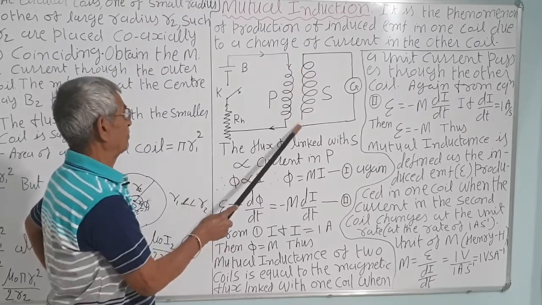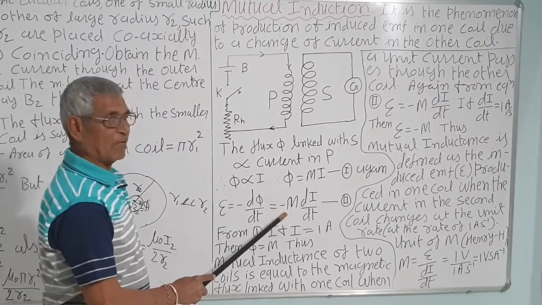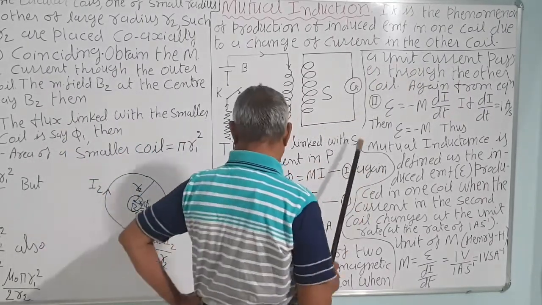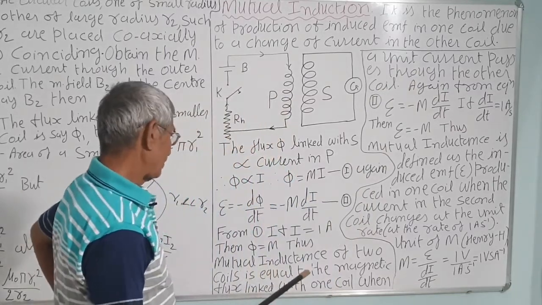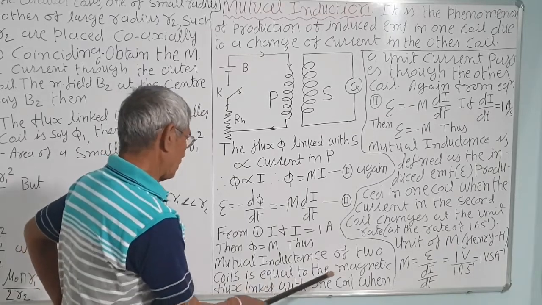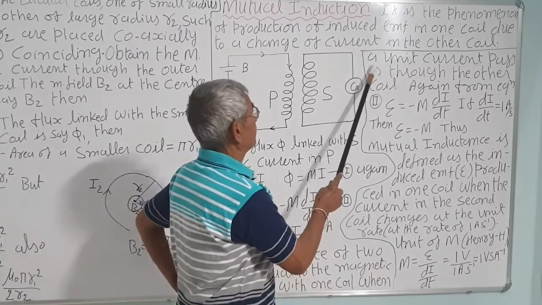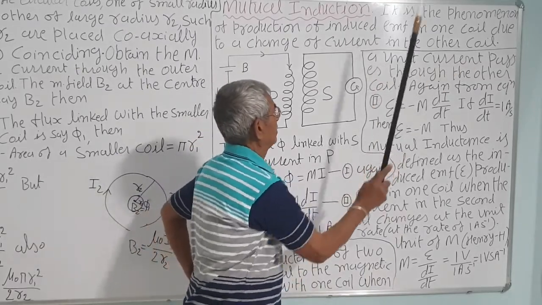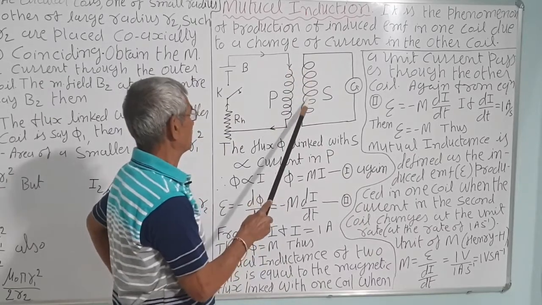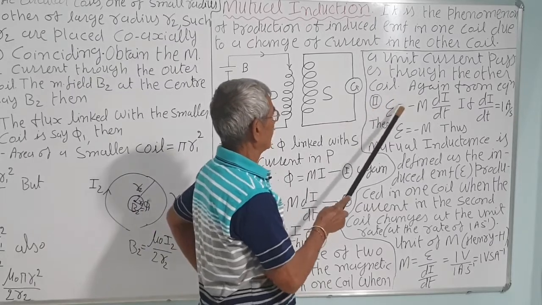Then induced EMF generated in the S is equal to the M. You can define mutual induction of two coils as equal to the magnetic flux linked with one coil when a unit current passes through the other coil. When unit current passes through this one, whatever flux is linked with this circuit S, that is, coil or circuit.